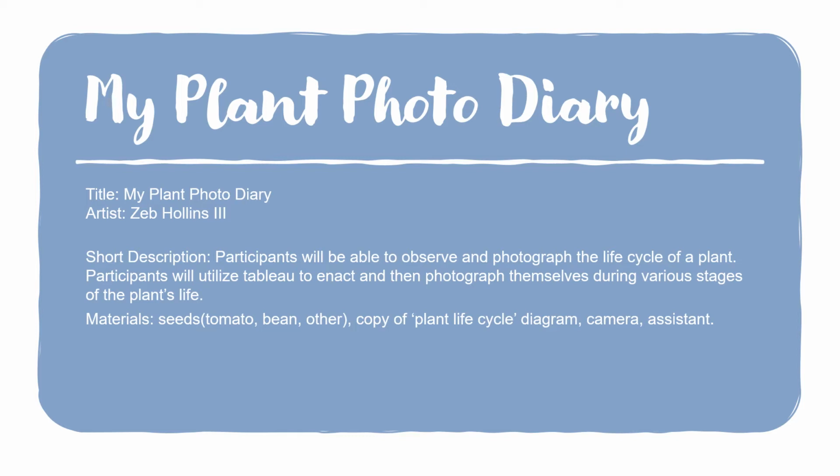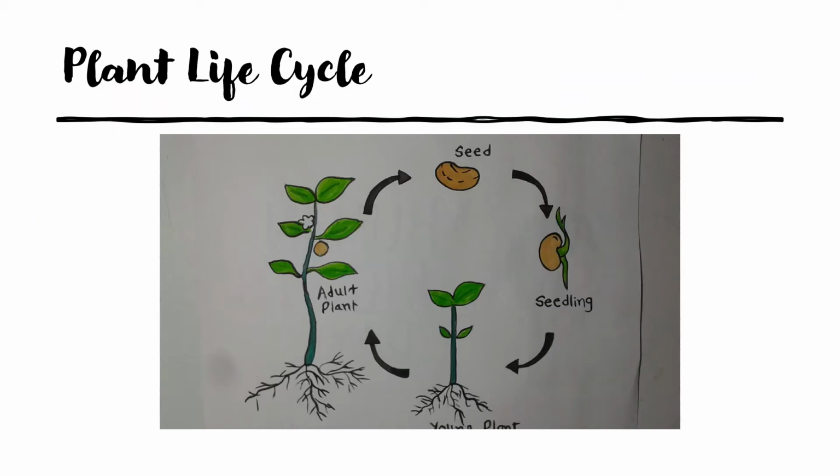Some of the materials you will need are seeds, tomato seeds, beans or seeds. You might have some dried beans around the house. I use those often to plant in my garden, or other seeds you might purchase at a hardware store. You will need a copy of a plant life cycle diagram, a camera, and an assistant.